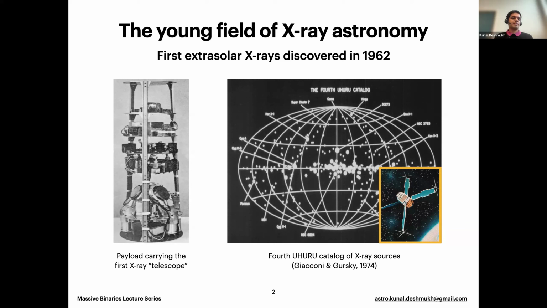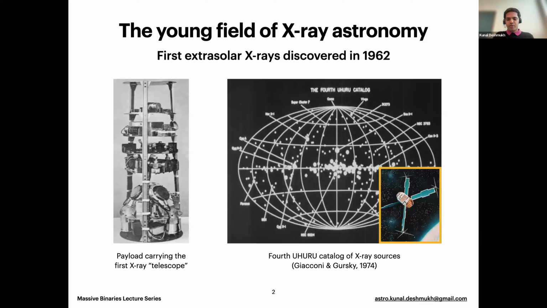Over the years, these detectors got more and more sophisticated. So on the right, there is another quote unquote telescope. Not your typical telescope, but with some collimators on it, which was called the Uhuru, which was able to find many more sources in the sky.